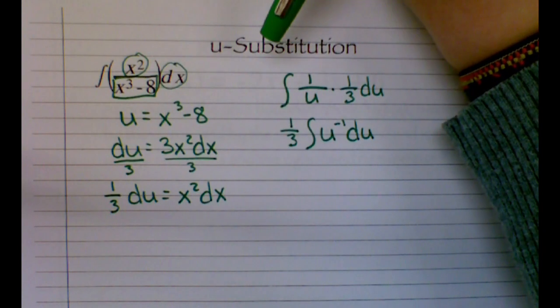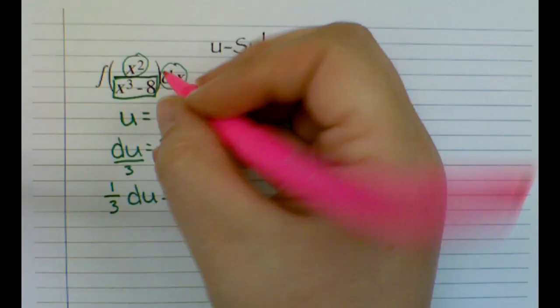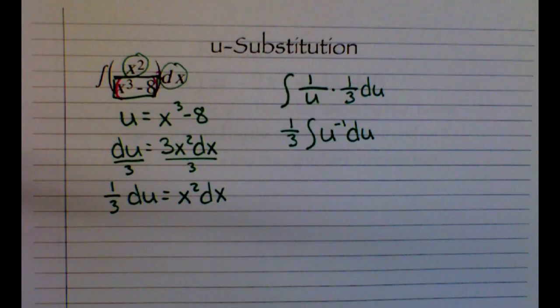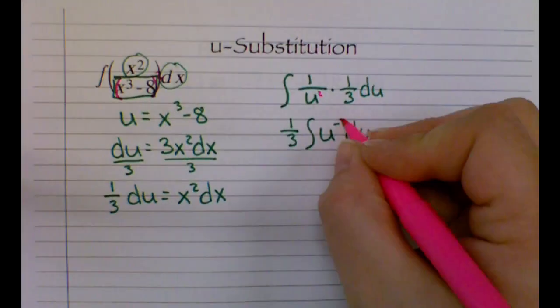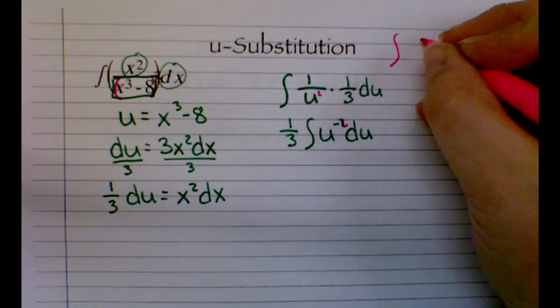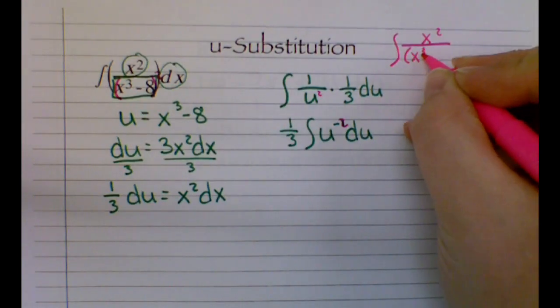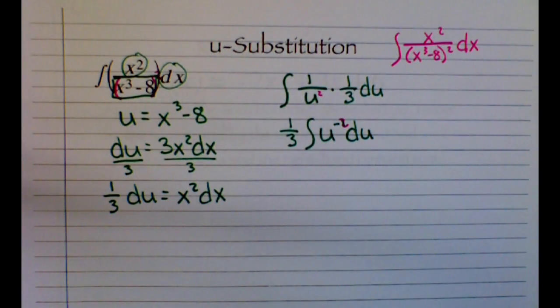And I actually just realized I gave you a problem here that you don't know how to do yet. So let's pretend that in this original problem, this denominator was squared. That way this denominator was squared here, and this is a negative second power. So I just changed our original problem to x squared over x cubed minus 8 squared dx. I apologize for that.